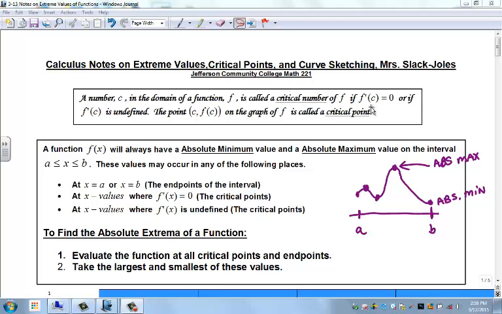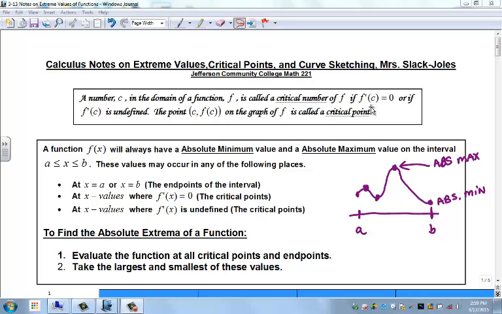Good morning, kids. Today I'm going to talk to you about extreme values and critical points and how to sketch a curve. We've sort of talked about this type of thing before with regard to derivatives, but now we're really going to get down to the nitty gritty. All right, so first of all, we're going to talk about a critical number of a function.